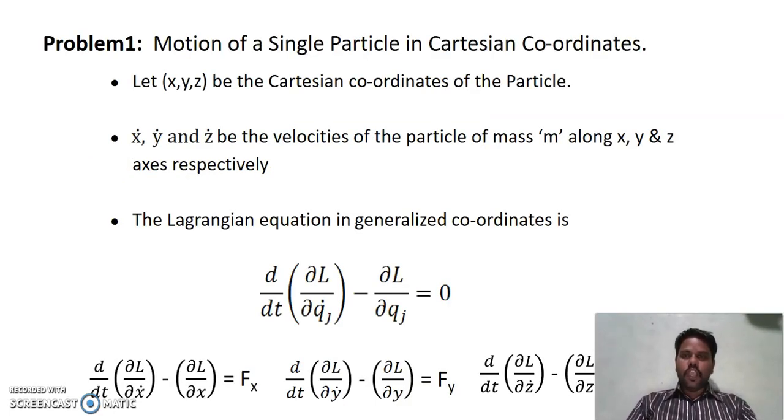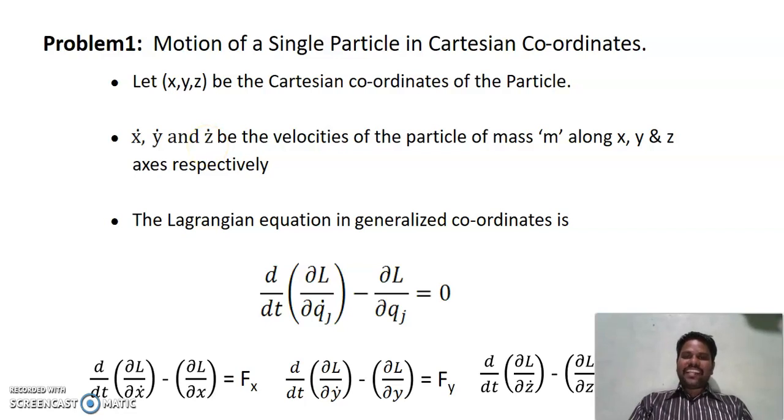Problem number 1. Motion of a single particle in Cartesian coordinate system. A single particle in a free space has 3 degrees of freedom. Let x, y, z be the Cartesian coordinates of the particle. Then the velocity of the particle of mass m along the x, y, z axes will be ẋ, ẏ and ż.